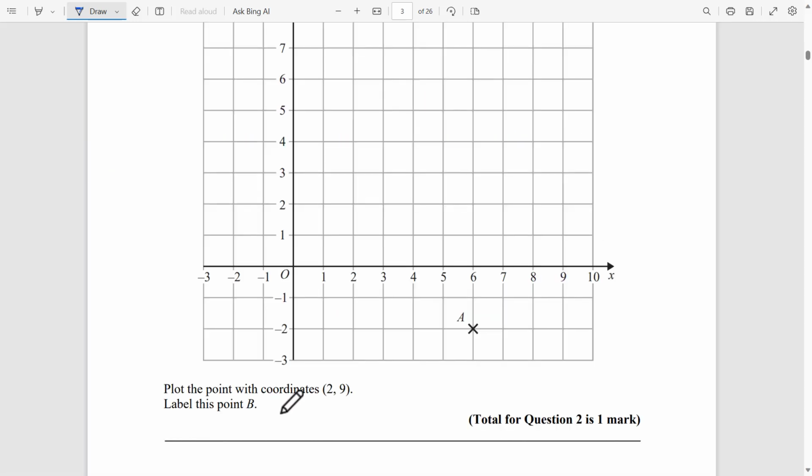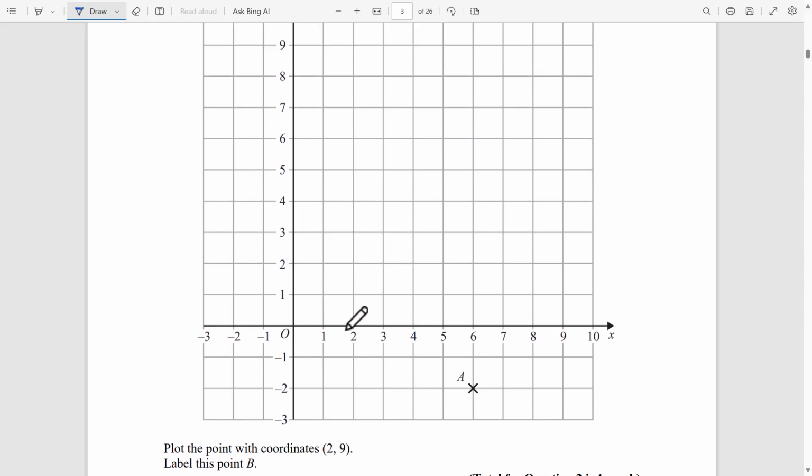Plot the point with the coordinates 2, 9 and label it point B. So it's definitely going to be 2, up 9. It's going to be here. And I'll label that point B.